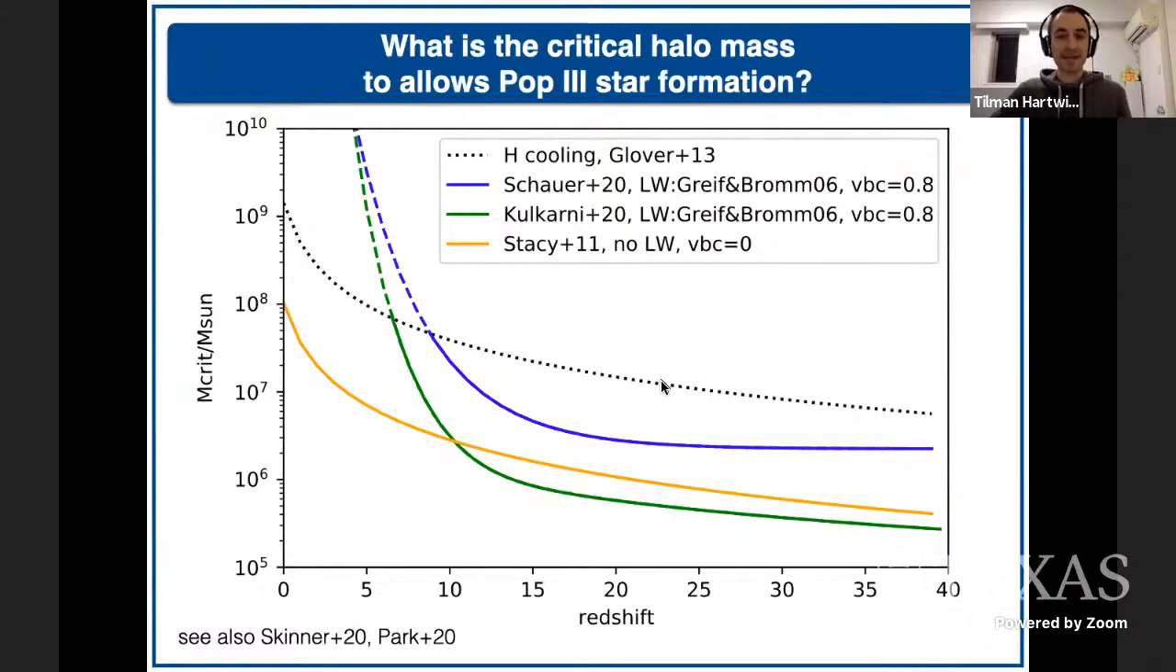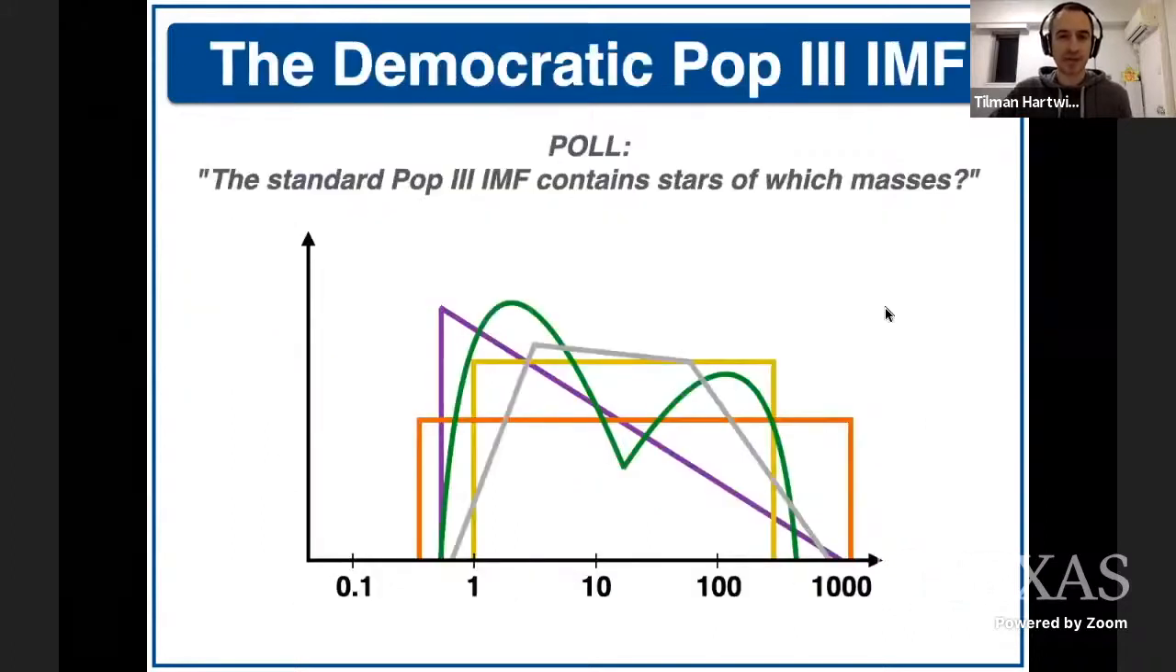Now, coming back to the POP3 IMF, and now comes the interactive part where I need your help. I called this the democratic initial mass function, and I will launch a poll in Zoom. The question is simple. The standard POP3 IMF contains stars of which masses? It's a multiple choice poll. You can select the mass range that you think the first stars would inhabit. You should see the poll now.